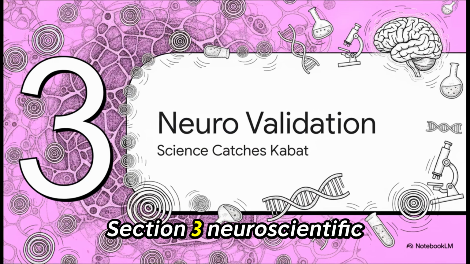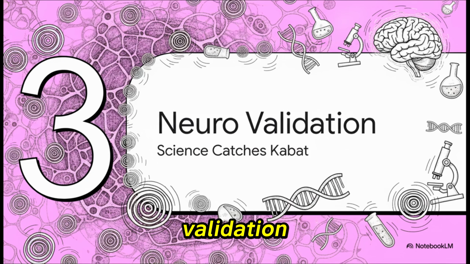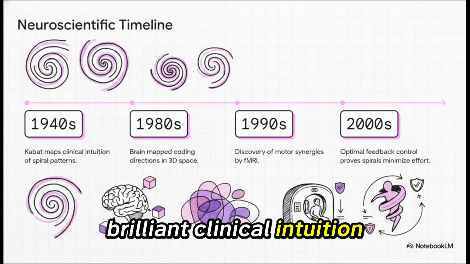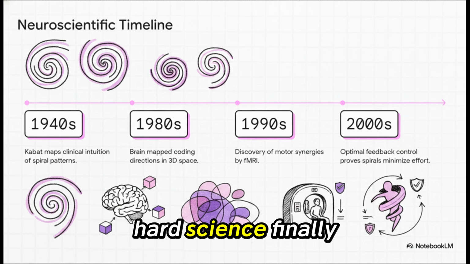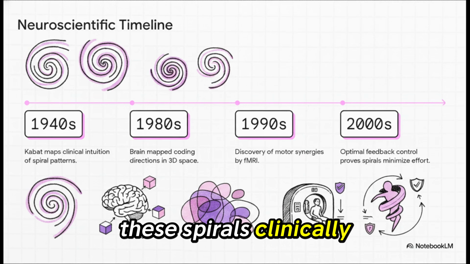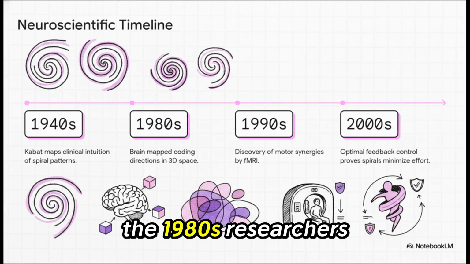Section 3. Neuroscientific validation. Science catches up to Cobbett. For decades, these spirals were just brilliant clinical intuition, but then the hard science finally caught up. Let's rapid fire through this timeline. In the 1940s, Cobbett maps out these spirals clinically. Then, jump to the 1980s.